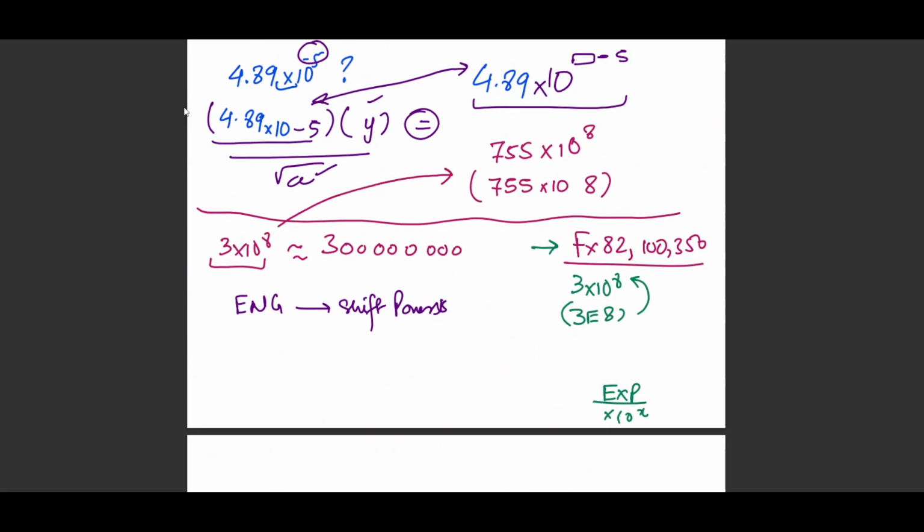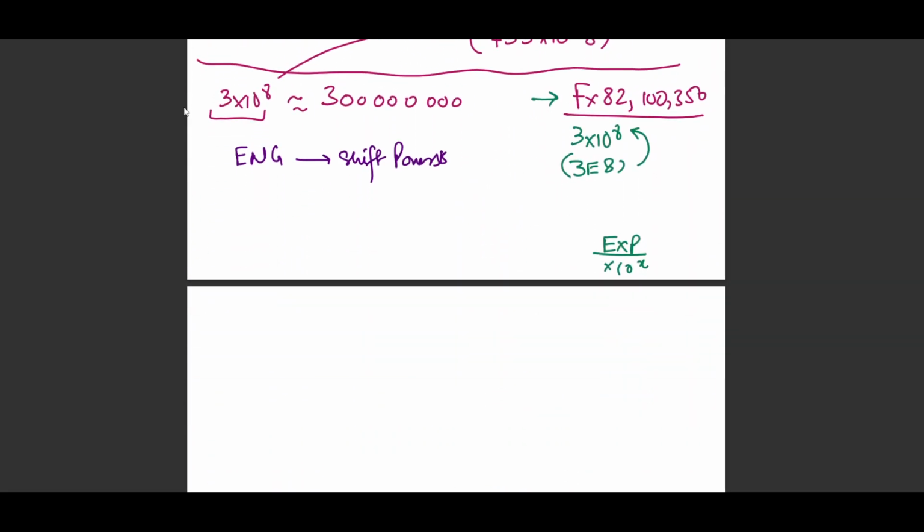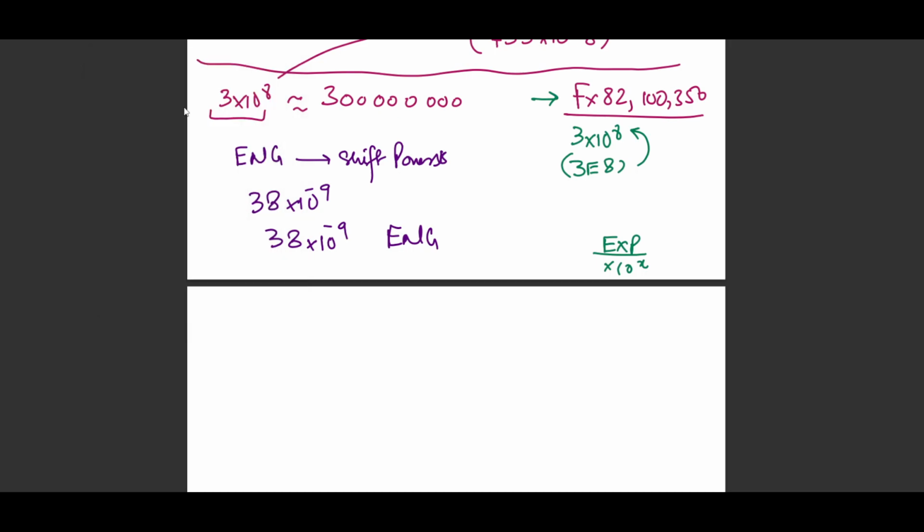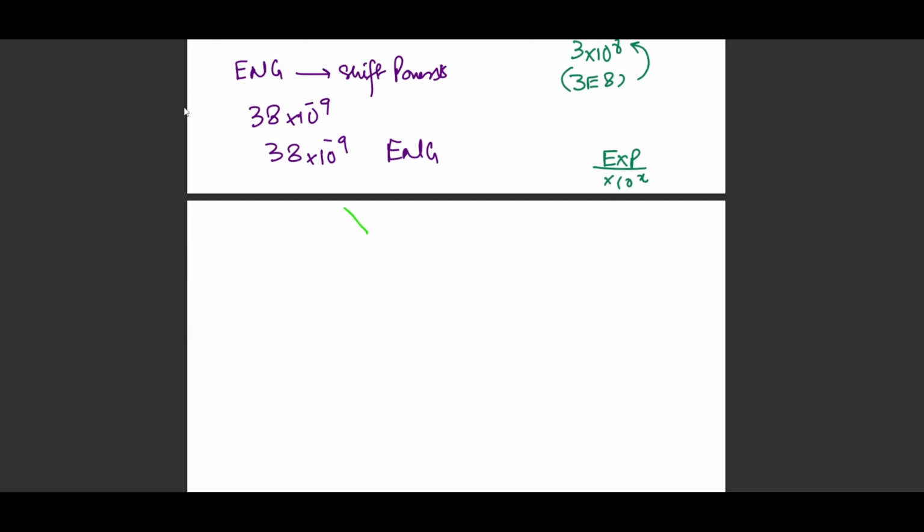Let's say you have written down a number as 38 into 10 raised to the power -9. You press equals, and your calculator shows you exactly the same number. Right now, if you press ENG, depending upon the model, and that's why I'm not giving you a confirmed answer, it will take you to either one larger power.